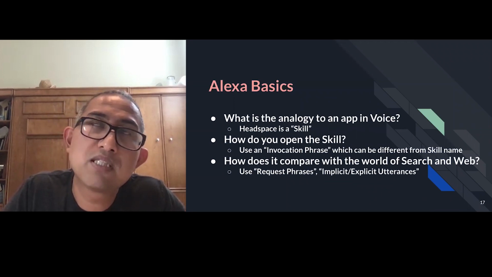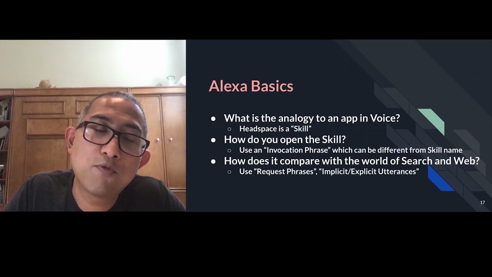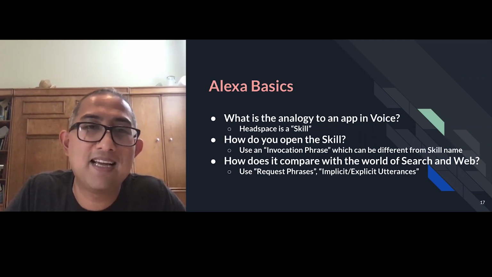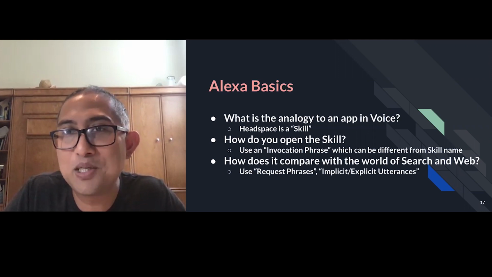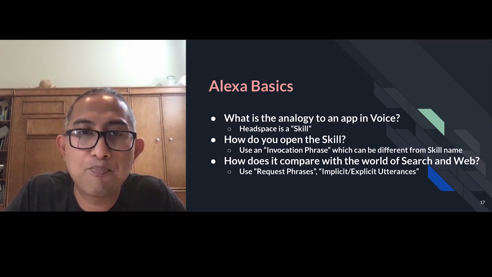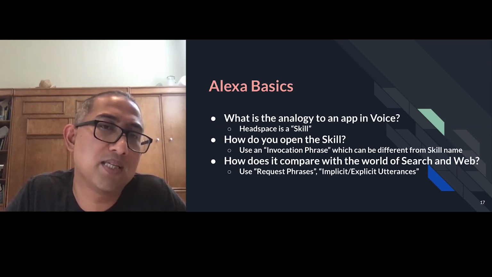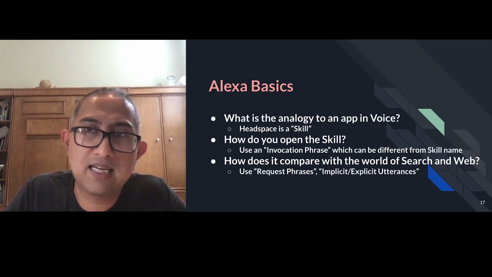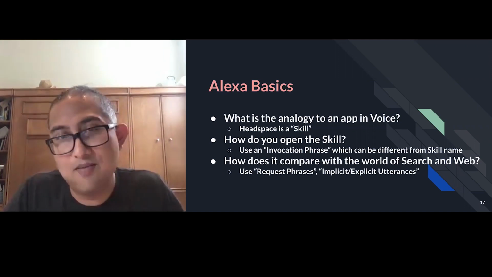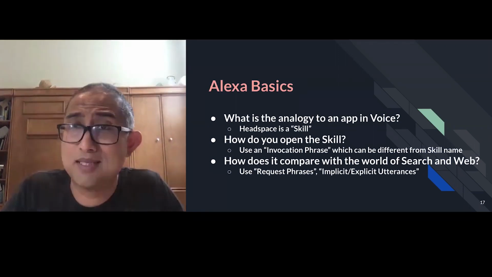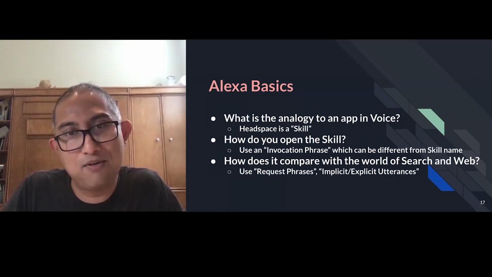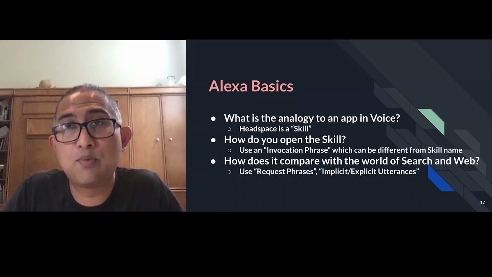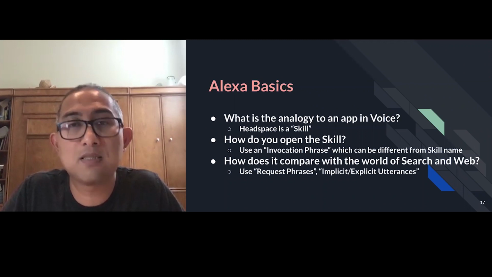It's slightly similar to search and web. For example, we use request phrases like give me, tell me, open. These are all request phrases, the way we write queries in search. And there are implicit and explicit utterances. Sometimes you say things like, Alexa, help me feel relaxed. That's not an explicit utterance, it's implicit. Like, find me the best skill to help me feel relaxed, right? Whereas explicit would be, help me feel relaxed using Headspace, or something like that.